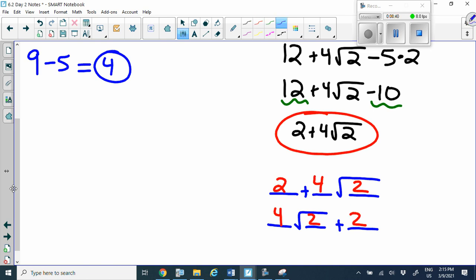So what I'm just saying is that, remember, you can actually rewrite your answer any way. So you can do 2 plus 4 square root of 2 or 4 square root of 2 plus 2, okay? Now, you just have to look at the homework assignment to see where the dashes are so you know where to plug the numbers in.